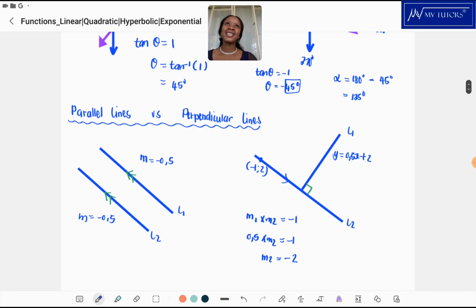I think straight lines were introduced probably in grade 9, if not 8. But I thought let's just go through it because it is asked over and over again, and it's something that you shouldn't forget because maths is cumulative. All right, so let's go to the next function.